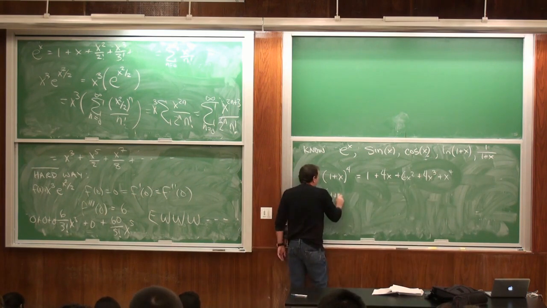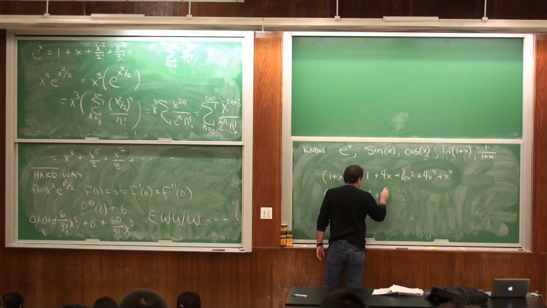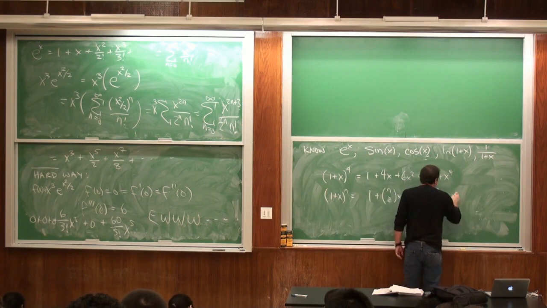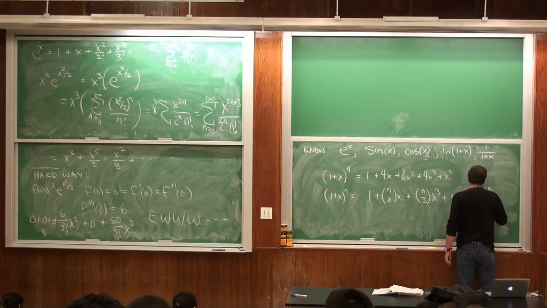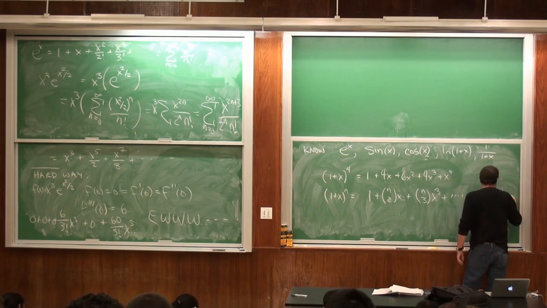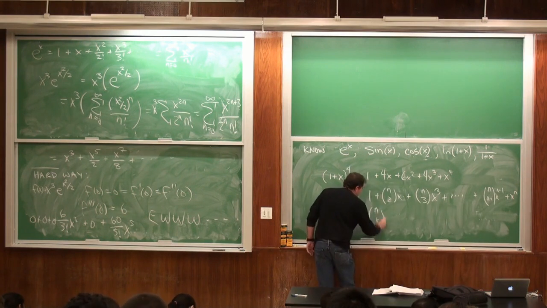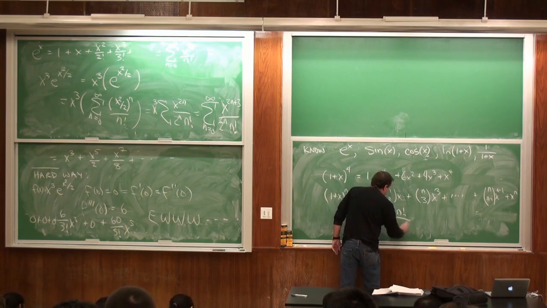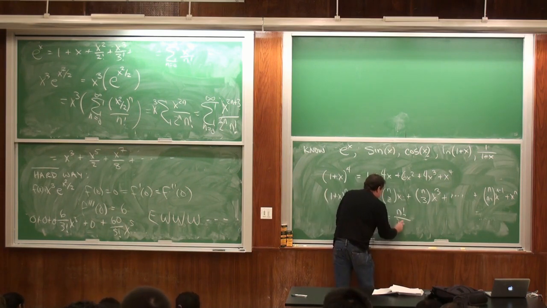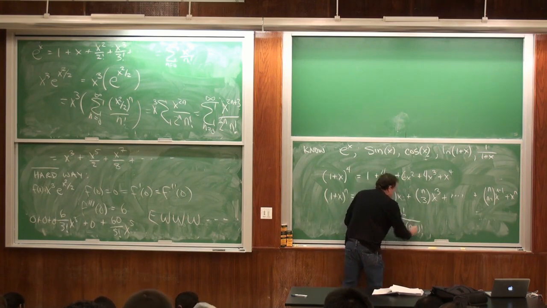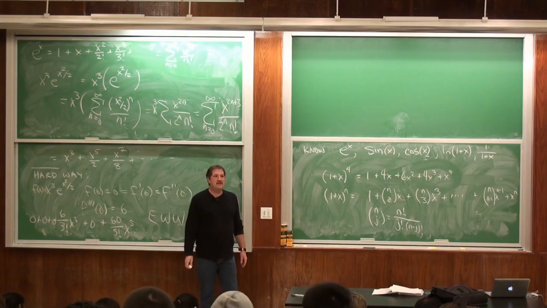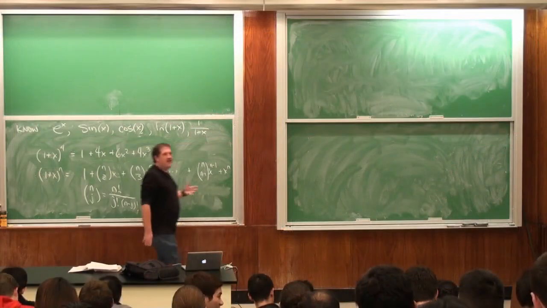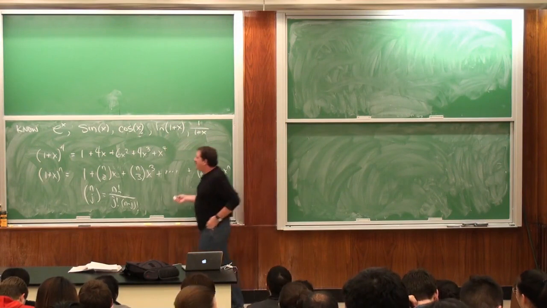And in general, 1 plus x to the n is 1 plus n choose 1 times x plus n choose 2 times x squared plus n choose 3 times x cubed, and so on, up to n choose n minus 1 times x to the n minus 1 plus x to the n, where n choose j is n factorial over j factorial times n minus j factorial. Okay. You've all seen this before, I think. Has anyone not seen this before? Did you guys actually go to high school and stuff? It's amazing. Okay, so this is something that you're supposed to have seen. This is called the binomial theorem.